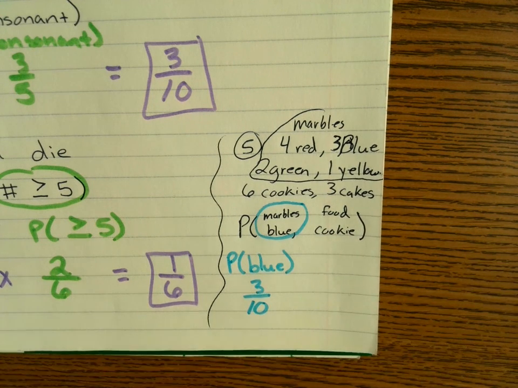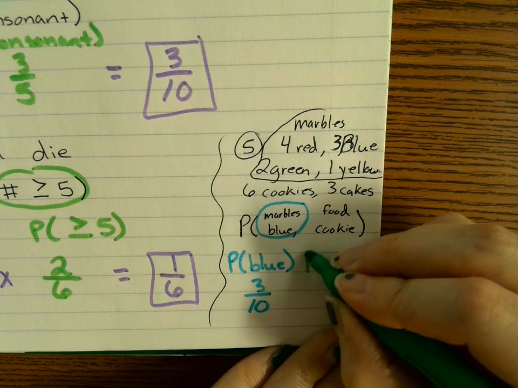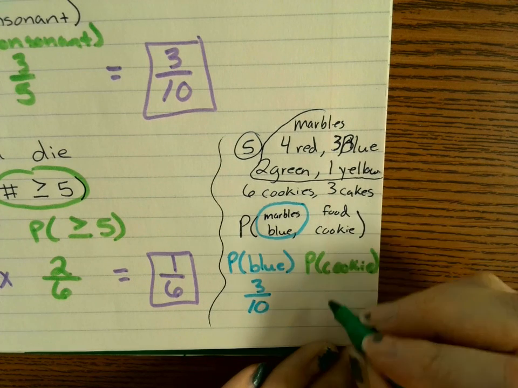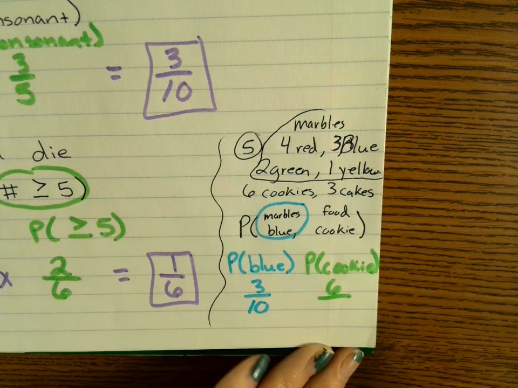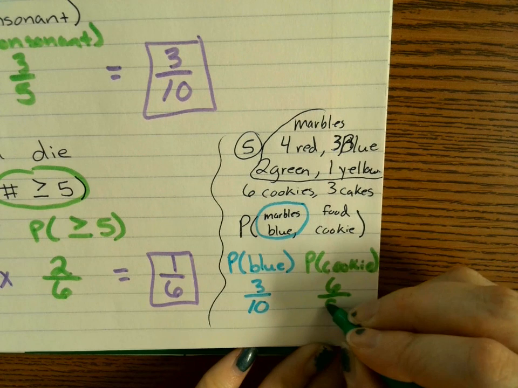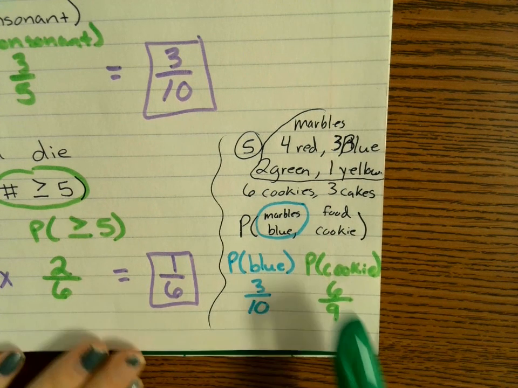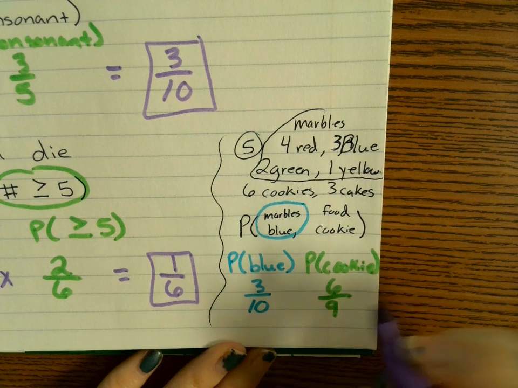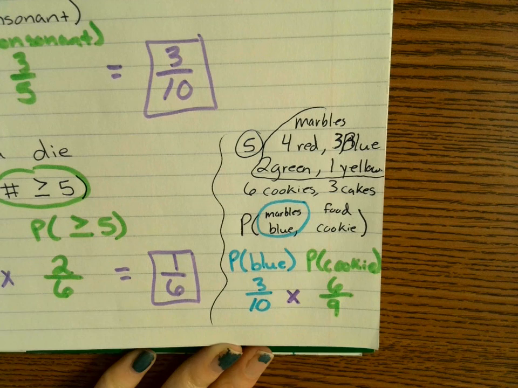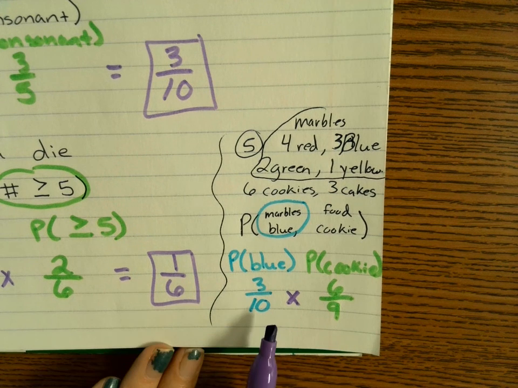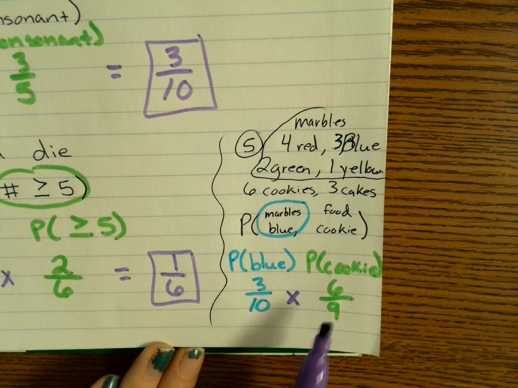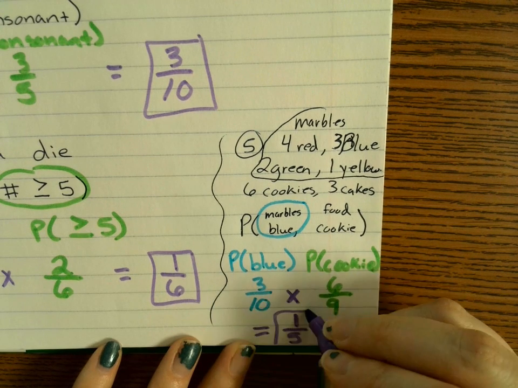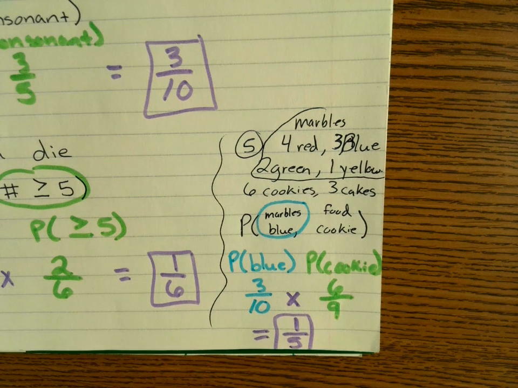Then for the food items, we're going to focus on picking out a cookie. So Mario, how many cookies are there? 6. Out of how many total food items are there? 9. So we have 6 over 9 for the probability of a cookie. Now all we have to do is what? Multiply. We're just going to multiply those together. So in your calculator, you're going to type 3 over 10 times 6 over 9. And that's going to give us 1/5. 1 over 5 is going to be our answer for that one.